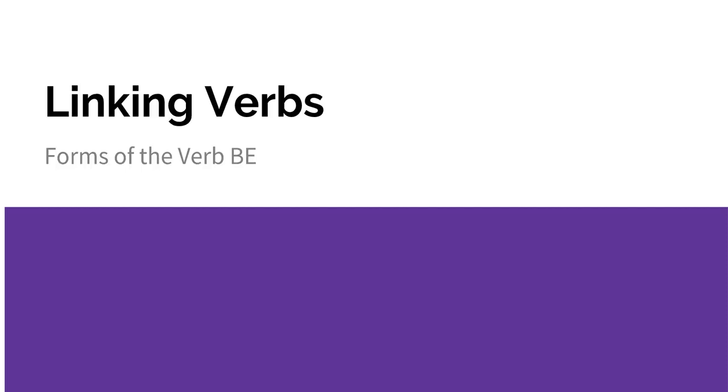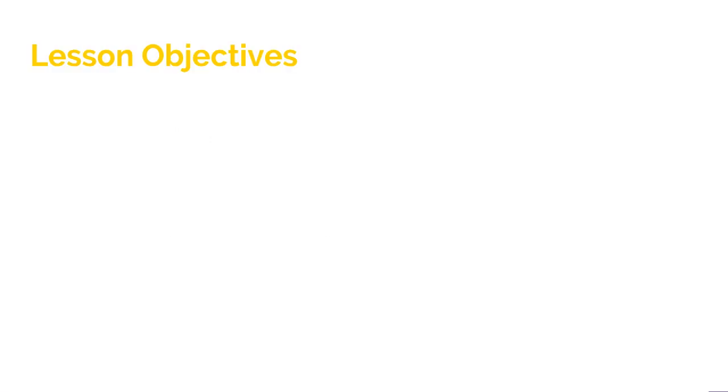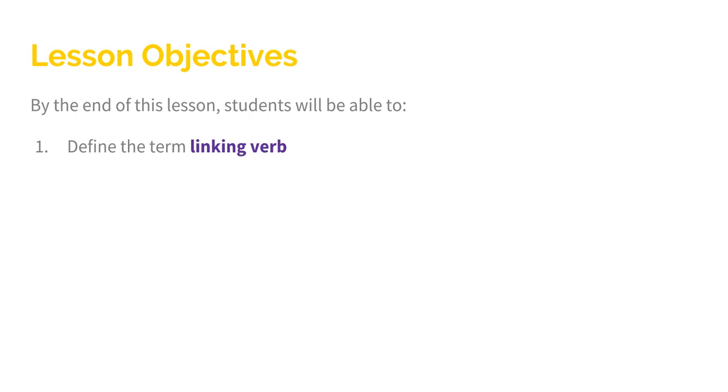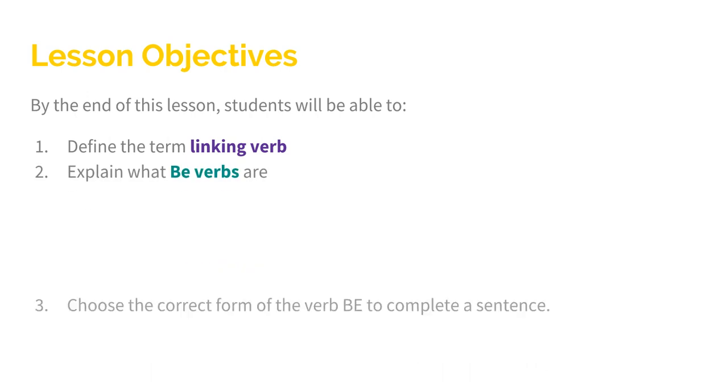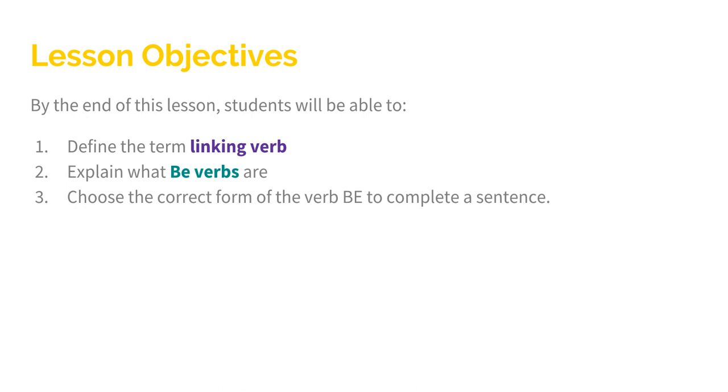All right, this lesson is on linking verbs, and we're just going to focus on the linking verbs that come from the verb be today. So by the end of the lesson, you will be able to define the term linking verb, explain what be verbs are, and choose the correct form of the be verb to complete a sentence. You will also be able to identify when be verbs are being used as linking verbs.